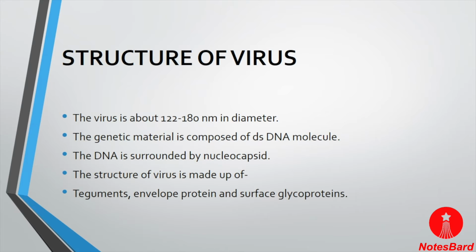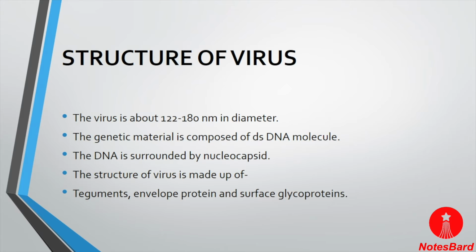Now let's understand the structure of the virus. This virus is about 122 to 180 nanometers in diameter and is composed of a double helix DNA molecule. We know that viruses have genetic material of either DNA or RNA, and this genetic material can be double stranded or single stranded. In the case of Epstein Barr virus, the genetic material is a double stranded DNA molecule which contains about 85 genes in its structure.